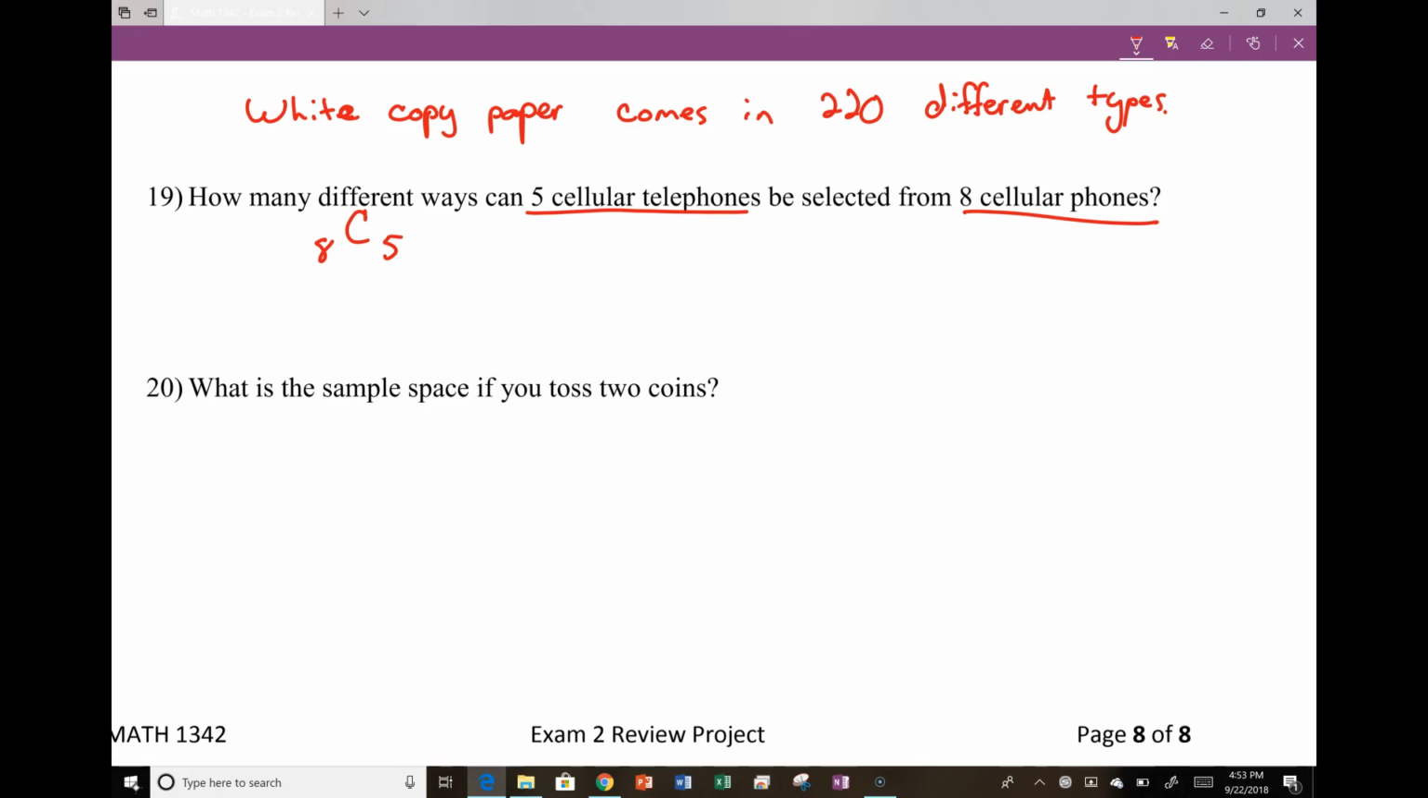8C5. Now again, you can work this by hand. You can work it in your calculator, either way. We should end up with 56. There are 56 ways 5 cellular phones can be selected from 8 cellular phones.